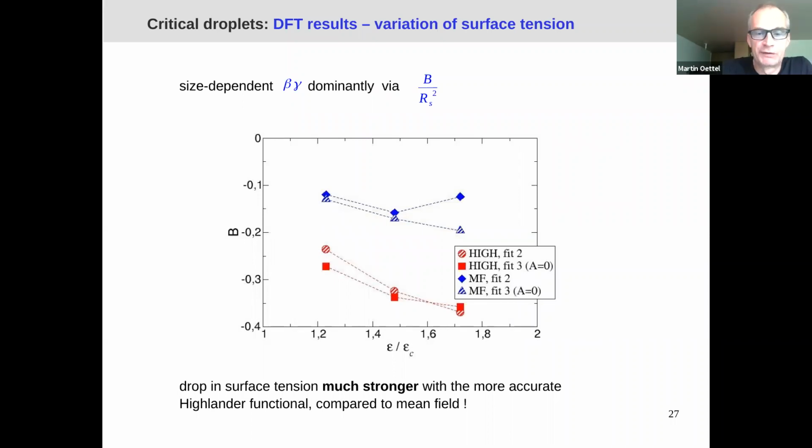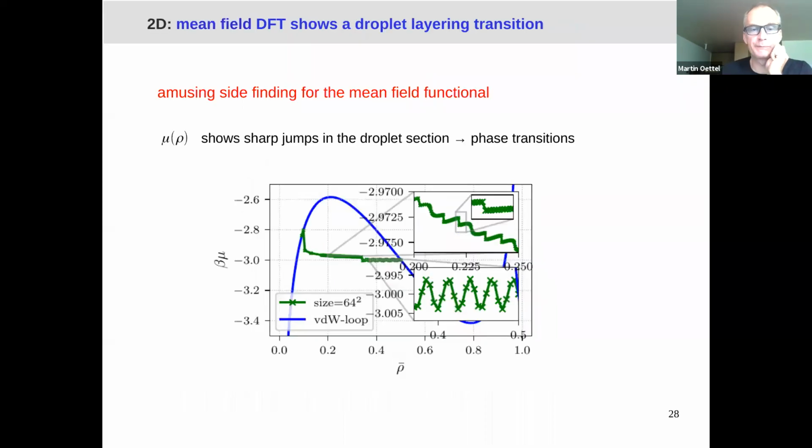The size dependence of the surface tension in the Ising model comes mainly through this 1 over r squared term with this B coefficient. And here's a comparison between the mean field result and the Highlander result. We see the correction from mean field to Highlander is substantial. So we have more than 100% shift in the reduction of the surface tension of the droplet. This also says that one should put work into the form of density functionals for attractive systems in order to get this size-dependent surface tension.